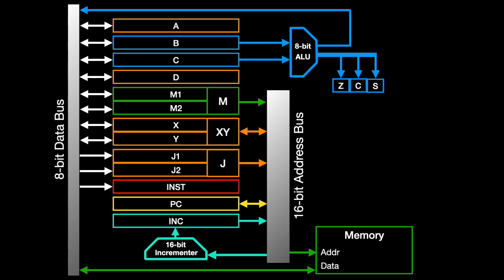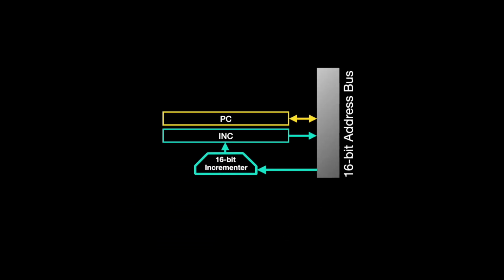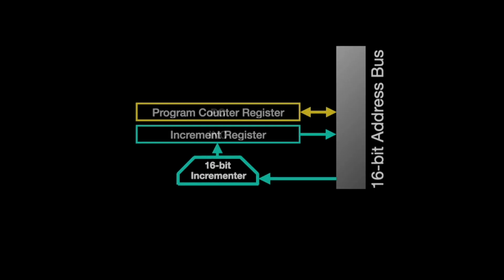Starting with our overall architecture diagram, we're going to focus in on the incrementer and the program counter. And for the purposes of this explanation, I'm going to portray the incrementer and the address bus as 8-bit.